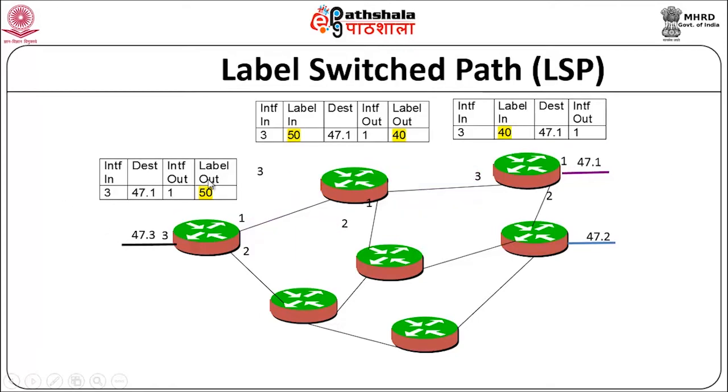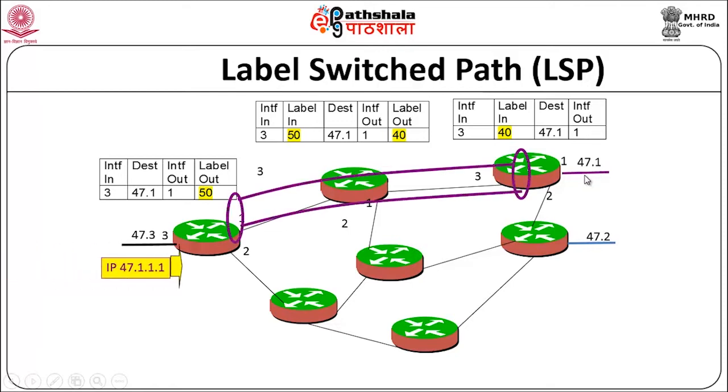Okay, with the path set up, you can see this. If it is destined for this particular 47.1, it will be sent out on this interface 1 with a label of 50. So it goes here, from 50 it will be swapped to 40, and here it receives a label of 40, so it will be sent out on interface 1 after removing the label. Okay, so this is what will be set up over here. When a packet comes in, it is directly sent along this path and sent out.